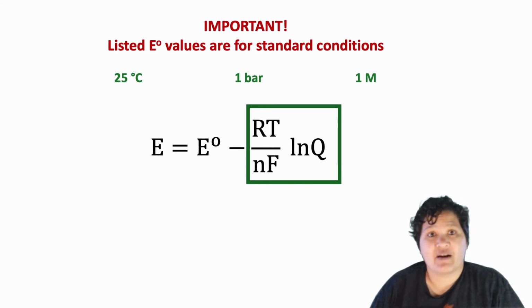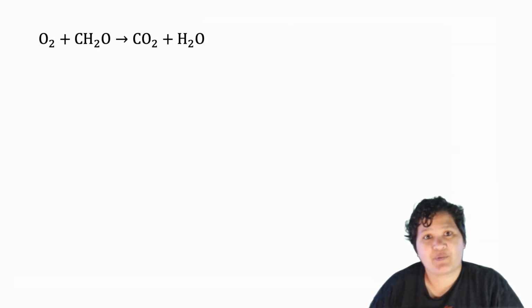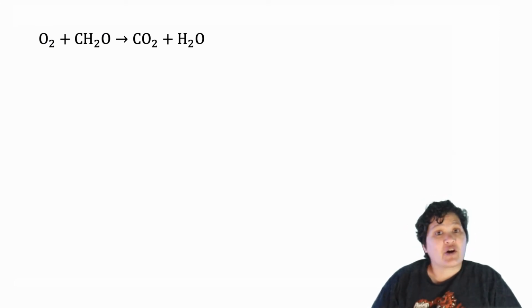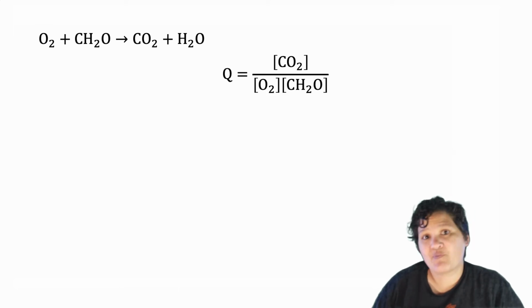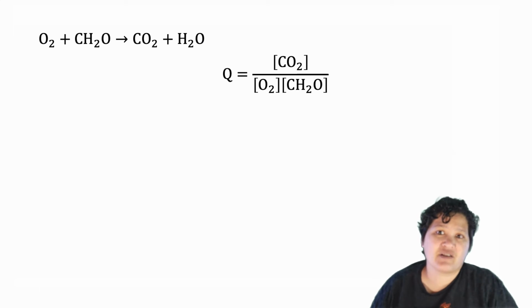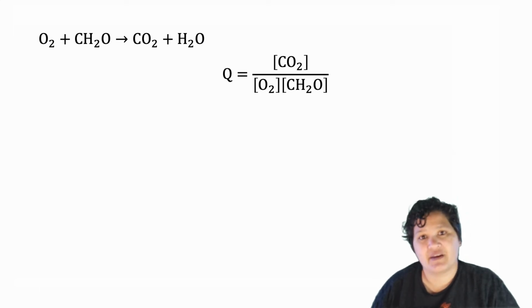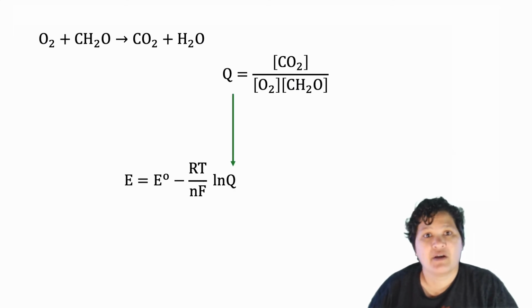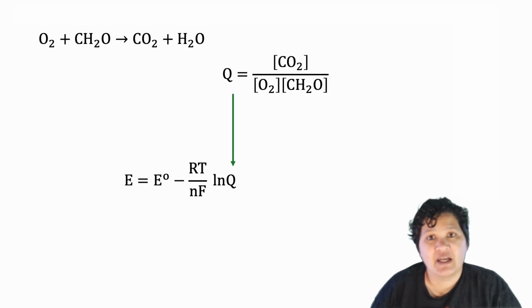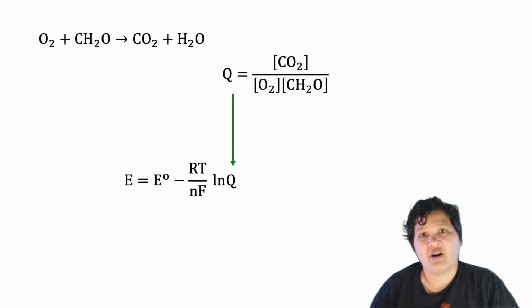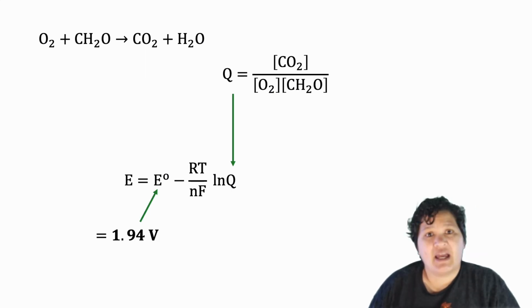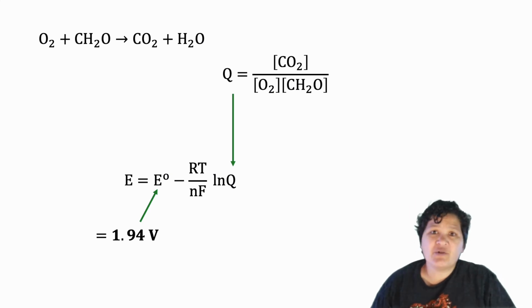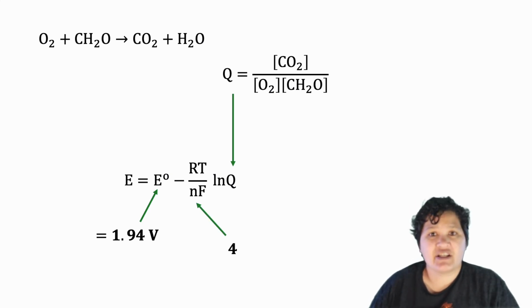So let's lay out an example. How could we calculate the actual cell potential for the transfer of electrons from carbohydrate to oxygen? First, let's figure out what our Q expression is. This is basically going to be the concentrations of the products divided by the concentrations of the reactants, just like you did with equilibrium constants. And if you have coefficients, make sure you put those in as superscripts. So now we can plug that in for Q. And we've also calculated our E0 value, so we can plug that in. And because we've balanced our reaction, we know that the number of electrons that's exchanged is 4.